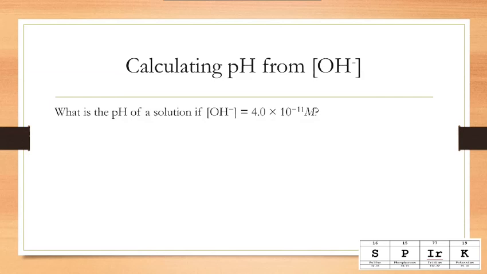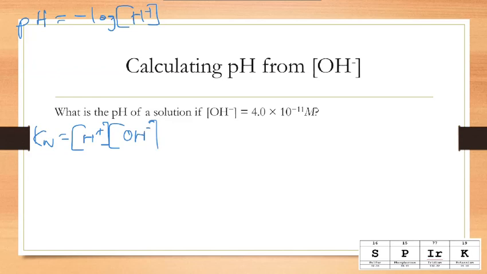So we can also calculate the pH if we only know the OH minus concentration. But if you remember, the pH is equal to the negative log of the H plus concentration. So using the OH minus concentration, we need to determine the concentration of H plus, and then we can calculate the pH. So to do that, we're going to use our Kw expression and rearrange for the H plus. So H plus equals Kw over the OH minus concentration.